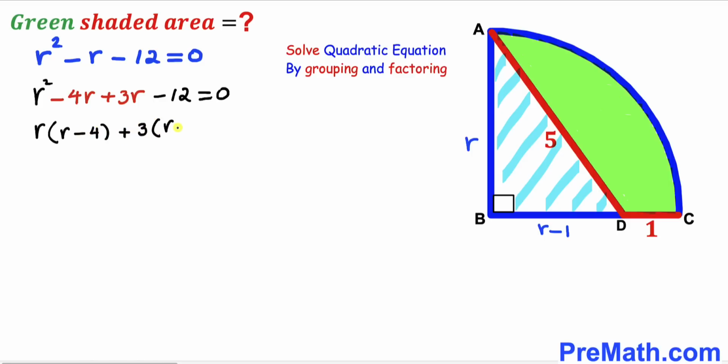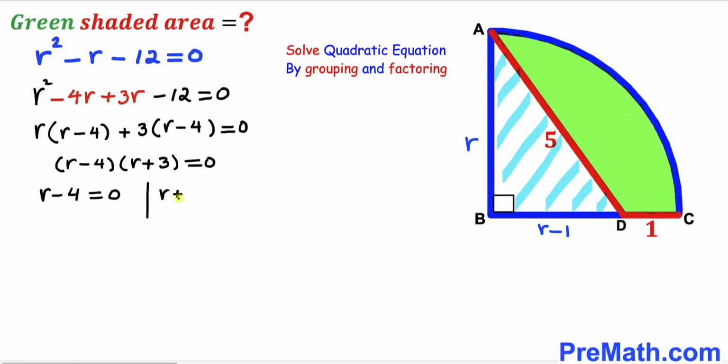So we got r minus 4 equal to 0. And now we can see r minus 4 and r minus 4, they are in common. So therefore we can write r minus 4 times r plus 3 equal to 0. And since we got these two factors equal to 0, we are going to separate them. I can write r minus 4 equal to 0 and r plus 3 equal to 0.